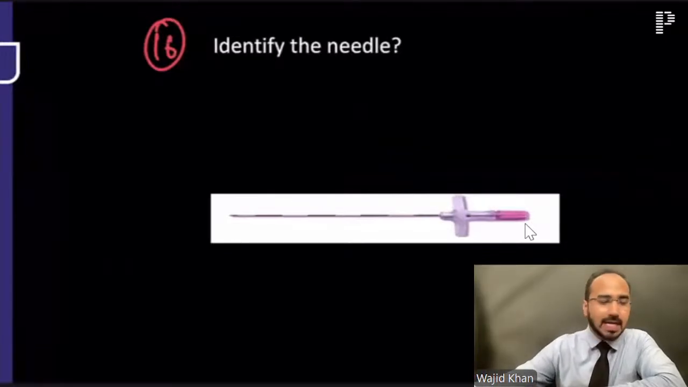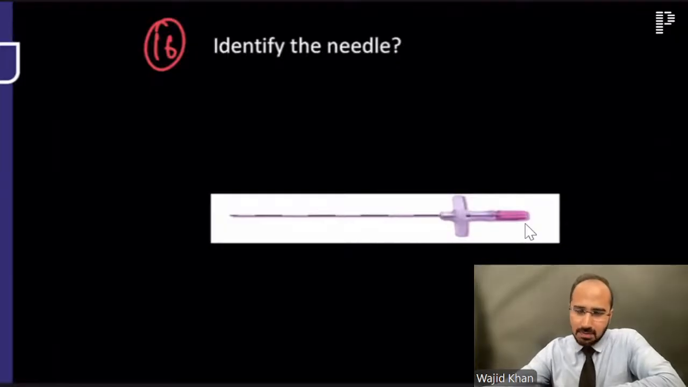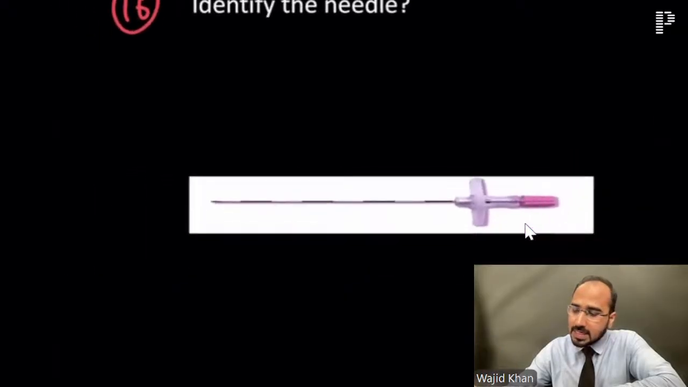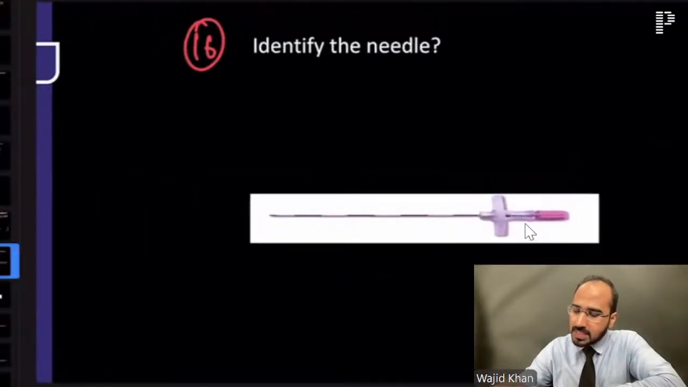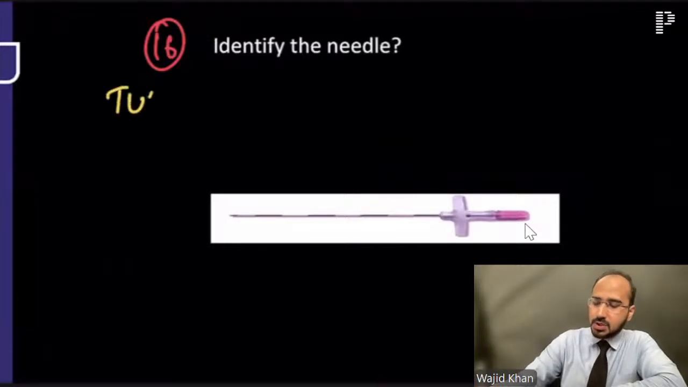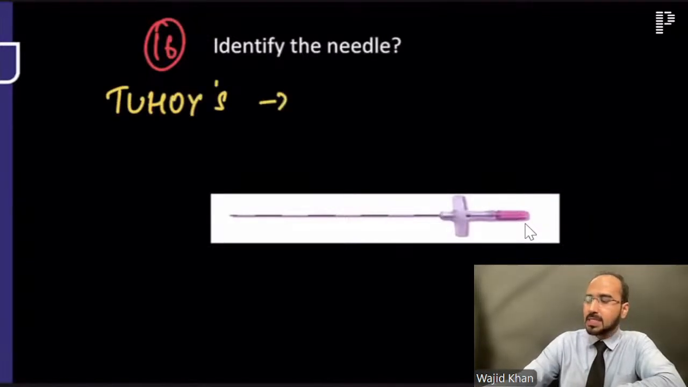Next, identify the needle that is being given over here. By looking at the needle, remember, this needle has some light and dark bands. If we zoom into this needle, you can see some light and dark bands on it. What is this needle, guys? This is Tuohy's needle, which is used for epidural anesthesia.